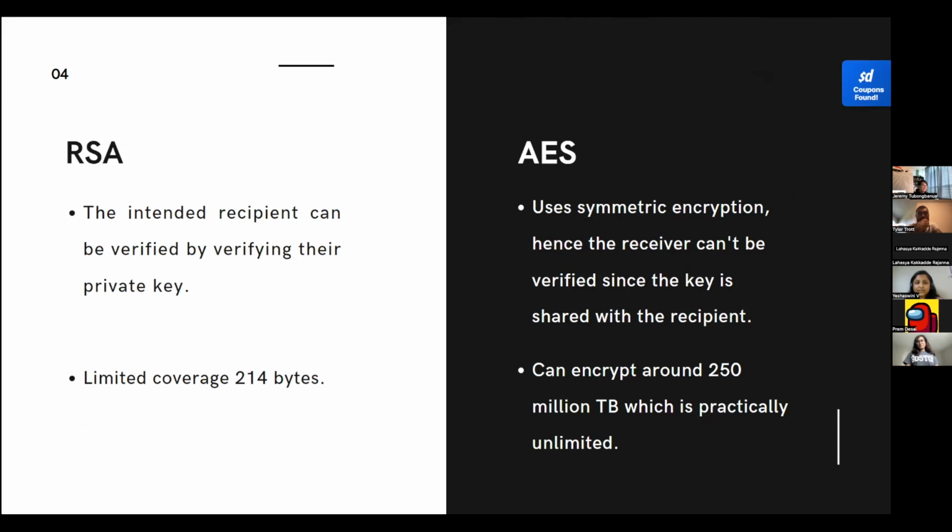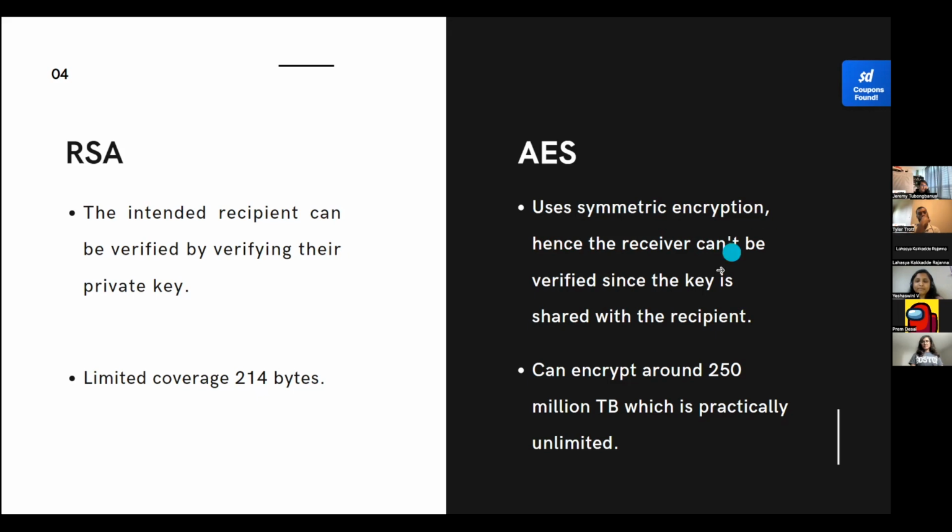The advantage of this is that the private key, as it says, is private, and only the intended recipient is able to decrypt the data. Even though the public key is going to be available to everyone, decryption is not possible. So this makes the algorithm very secure. And since RSA is very computationally intensive, its coverage is low, which means it can encrypt only small amounts of data and not very large, unlike AES.